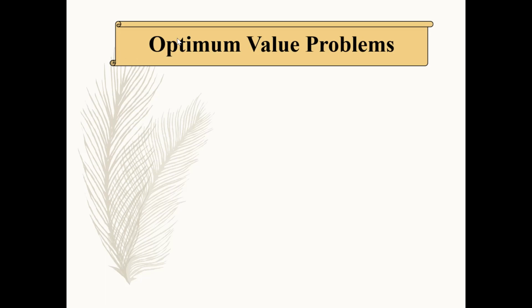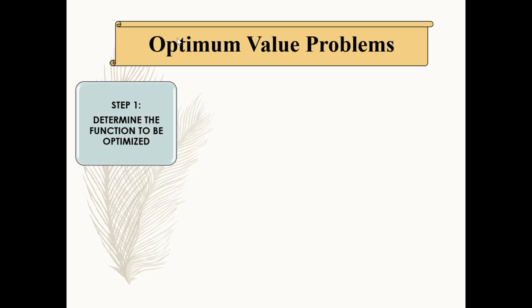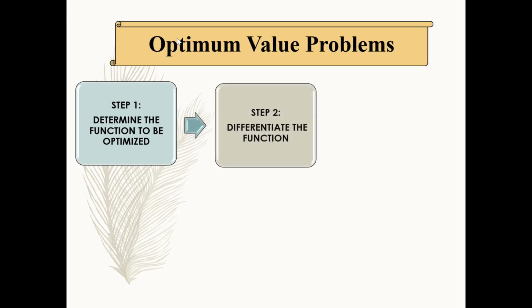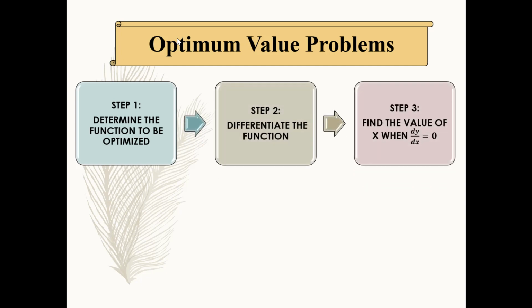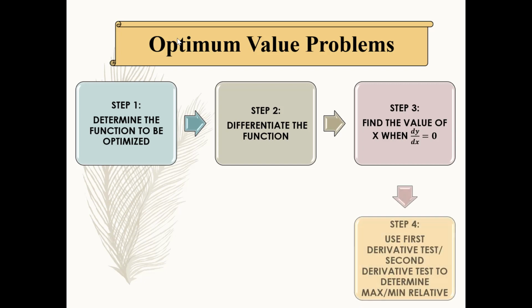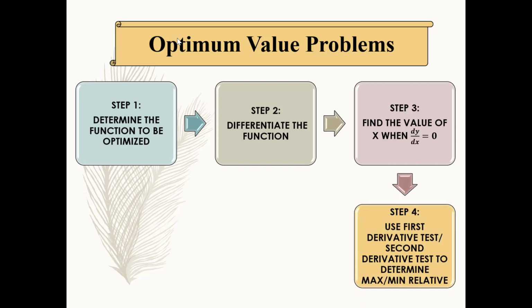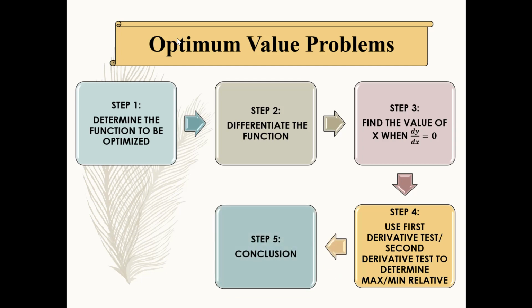Today we are going to learn how to solve the optimal value problem. Step 1 is you need to determine the function to be optimized. Step 2, you need to differentiate the function. Step 3, you need to find the value of x when dy/dx is equal to 0. Step 4 is you need to use the first derivative test or second derivative test to determine the relative maximum or minimum. And step 5 is to find the conclusion.